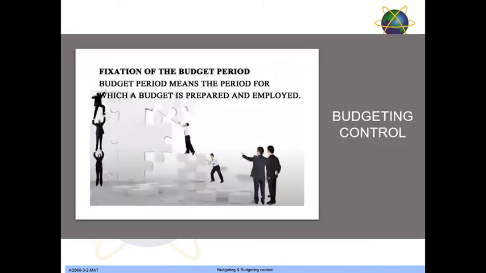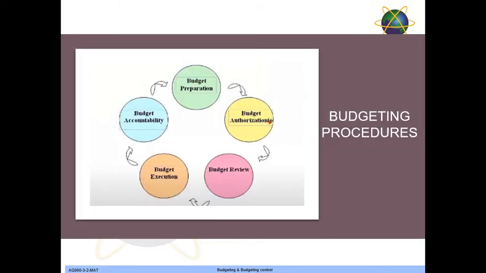We go to fixation of the budget period. Budget period means the period for which a budget is prepared and employed, based on the nature of the business and the control technique. Budget procedure: the budgeting process is a systematic activity that develops plans for the expenditure of usually fixed resources, such as money or time, during a given period to achieve a desired result.